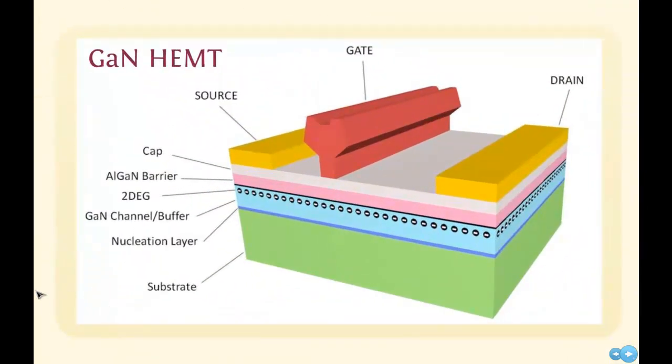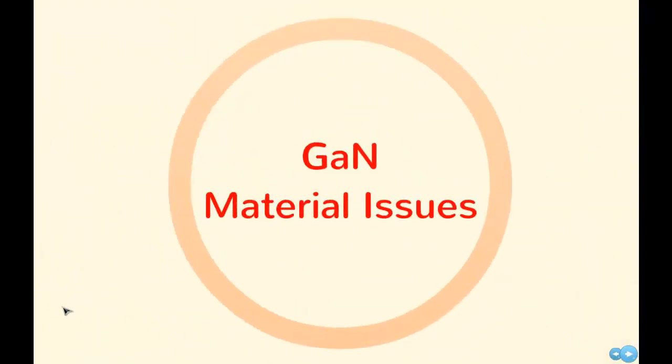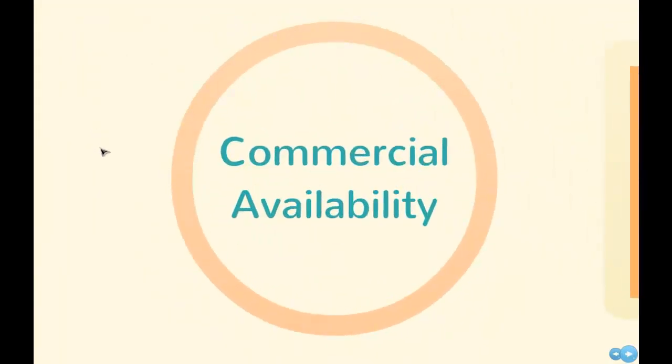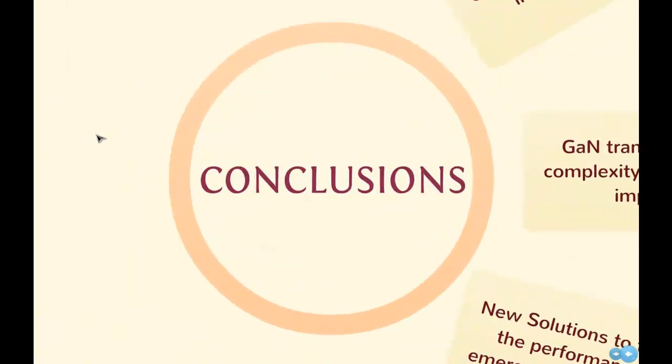And then we'll move on to those very transistors, and in particular the ones that are fabricated on gallium nitride. We'll take a look at the pros and cons of this material and gallium nitride devices. And then we'll have a look at the issues. This is quite a novel material, and hence there are still unresolved issues, and we'll have a chat about that. Finally, we'll have a look at the commercial availability of gallium nitride transistors, and then we'll come to some conclusions. So, let's make a start.